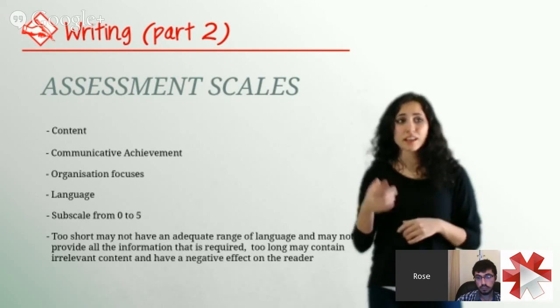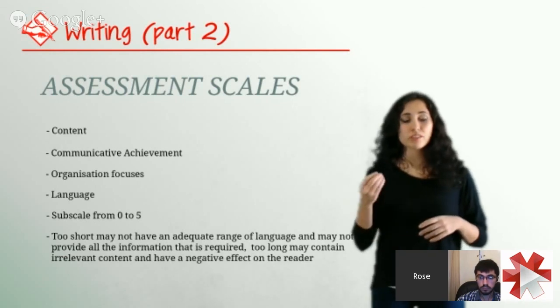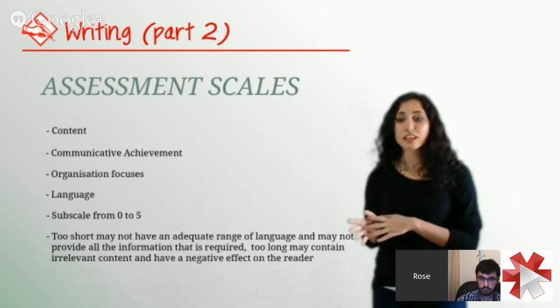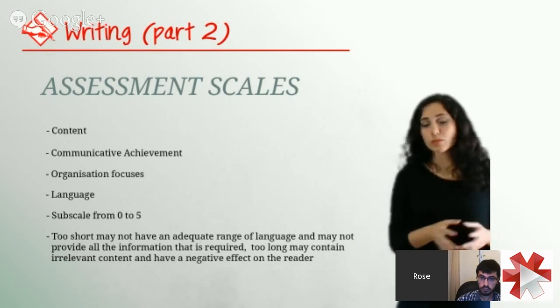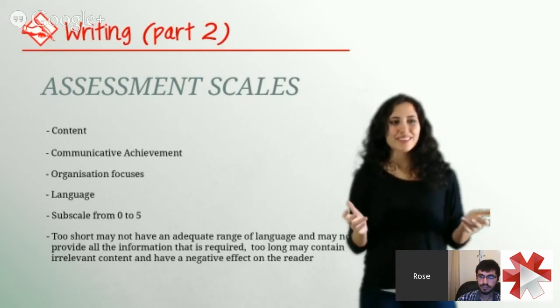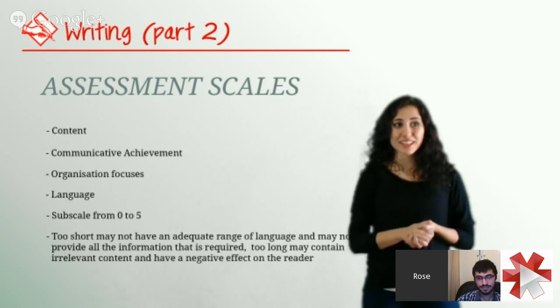Also think again about the attractiveness of what you're writing, whether the reader is going to think this is interesting or not. The more interesting it is, the better mark you will get. And that was basically it. So this is the explanation of writing part 2 for the Certificate of English exam.